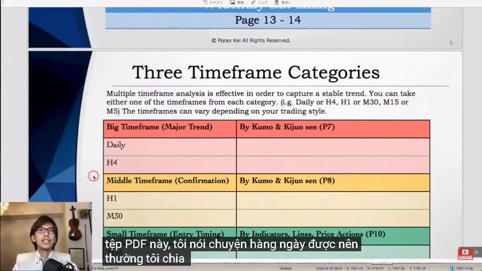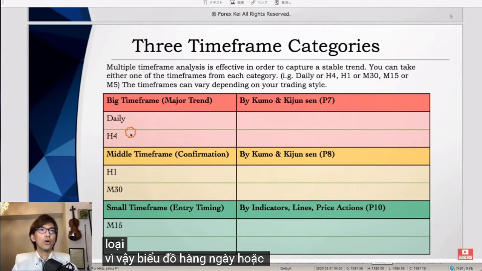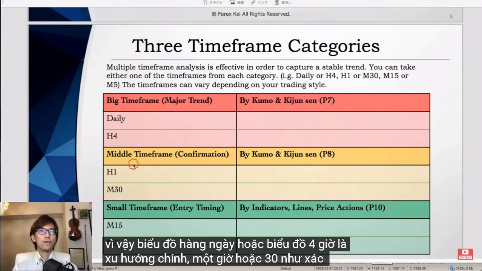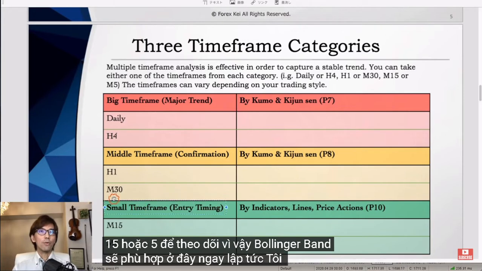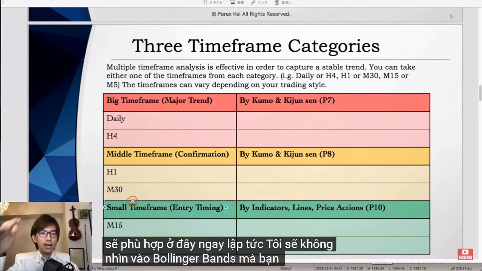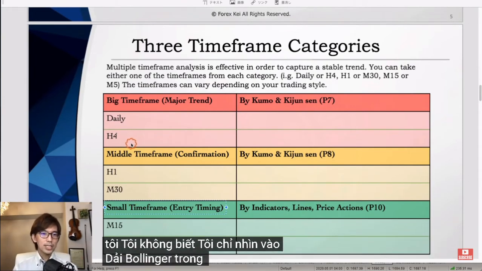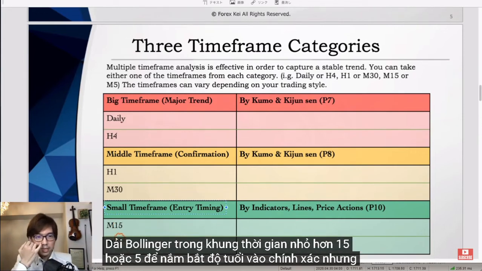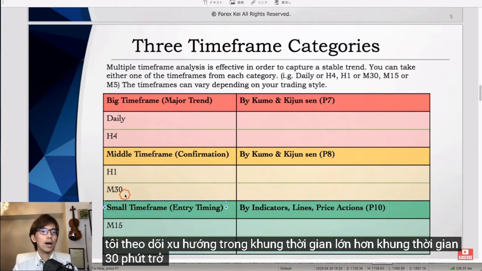Usually I divide time frames into 3 categories: the daily chart or 4-hour chart as major trend, 1 hour or 30 minutes as confirmation, and 15 or 5 minutes to take trades. So Bollinger Band fits in here. I don't look at the Bollinger Bands in 1 hour, 30 minutes, 4-hour or daily charts. I only look at the Bollinger Band in smaller time frames, 15 or 5 minutes, to capture the exact entry edges. But I follow the trend in a bigger time frame, which is 30 minutes or above.